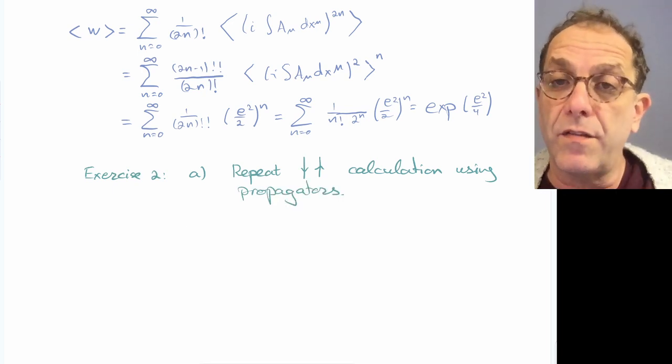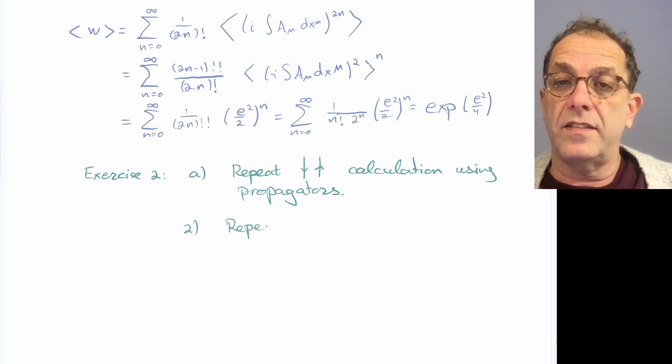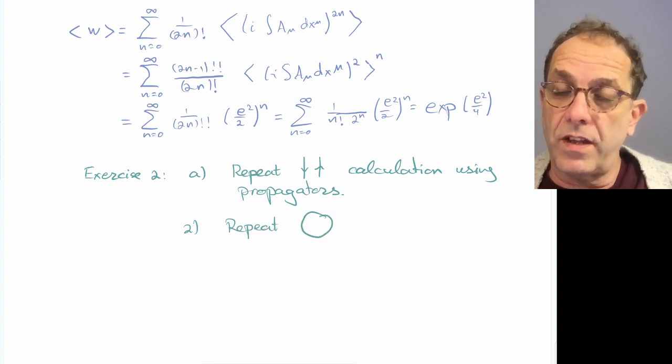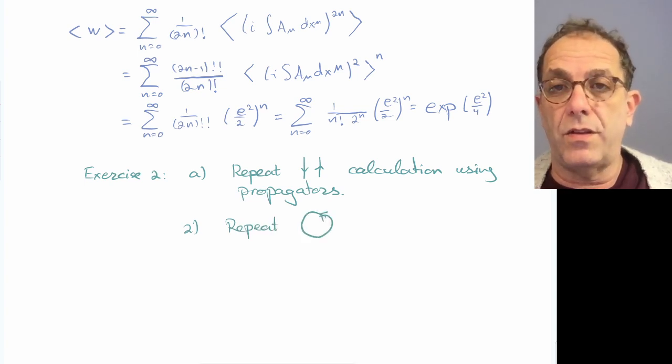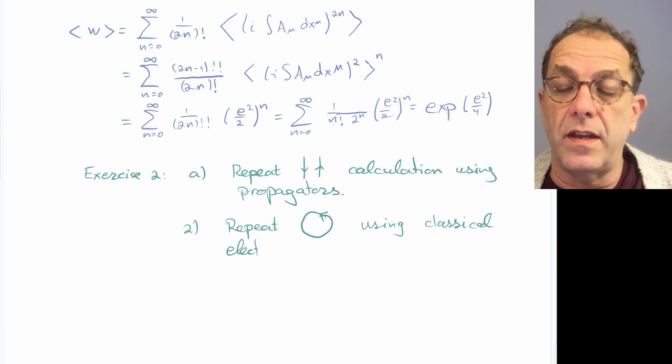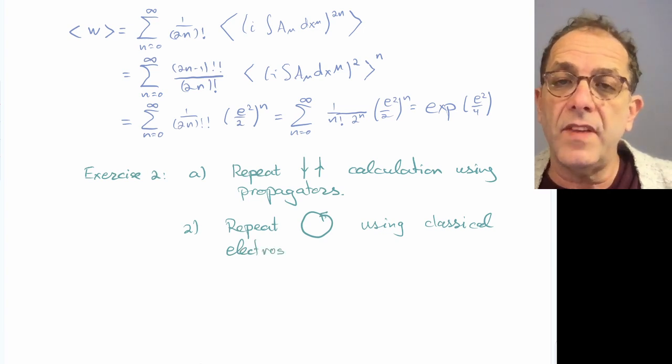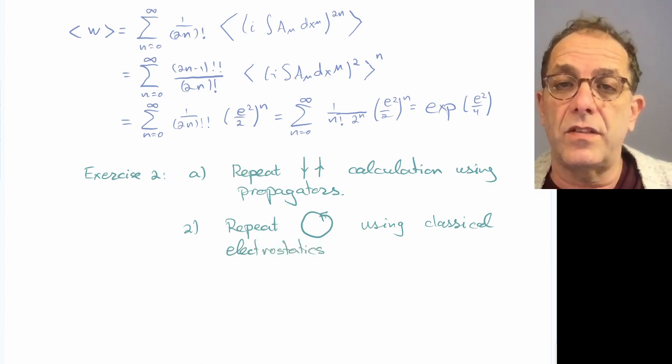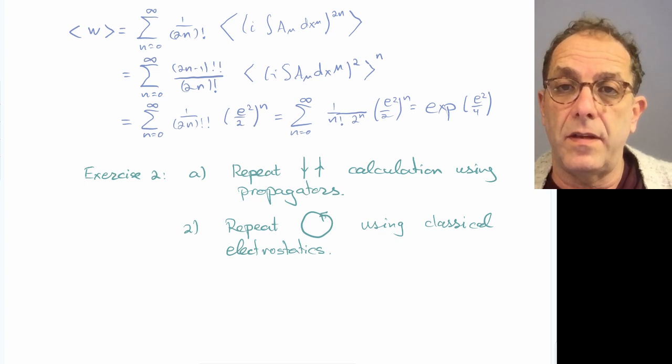The second part of the exercise is to redo the circle calculation, but now using semi-classics, just electrostatics. As a hint, note that Maxwell theory is conformally invariant.